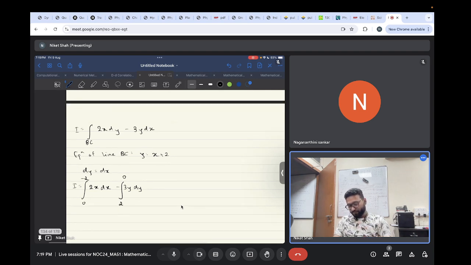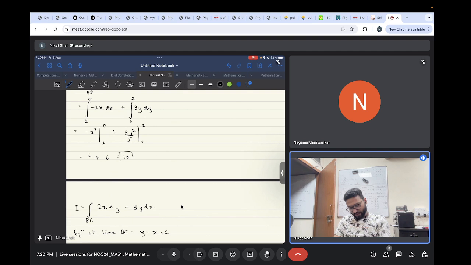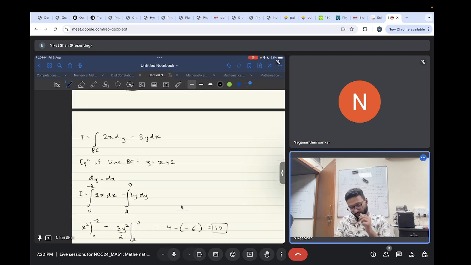Okay, so now solving this, x square 0 to minus 2 minus 3y square by 2 to 0. This becomes equal to 4 minus 0 minus 6. So this becomes equal to 10 again. So I got the answer 10 here. I'm getting the answer 10 here too.